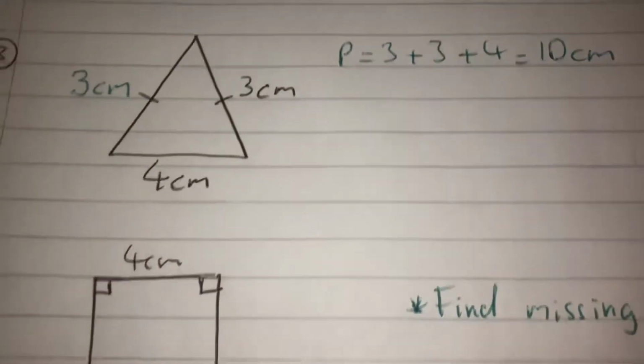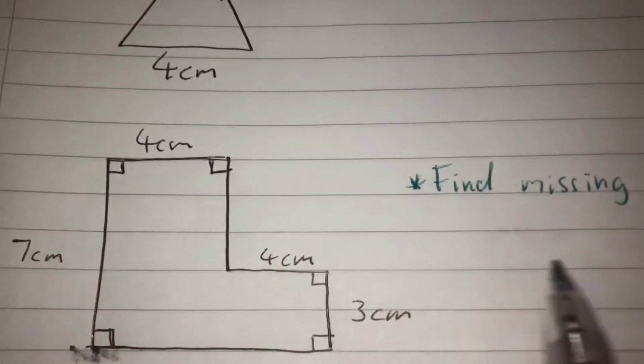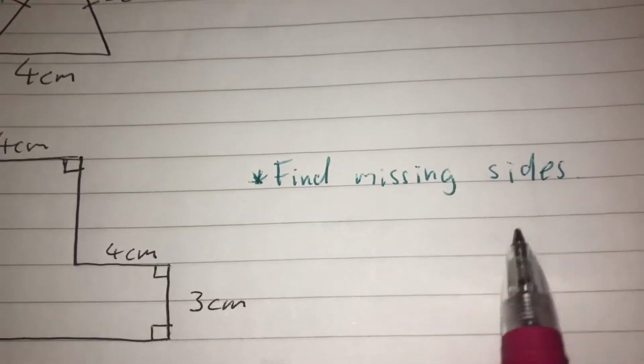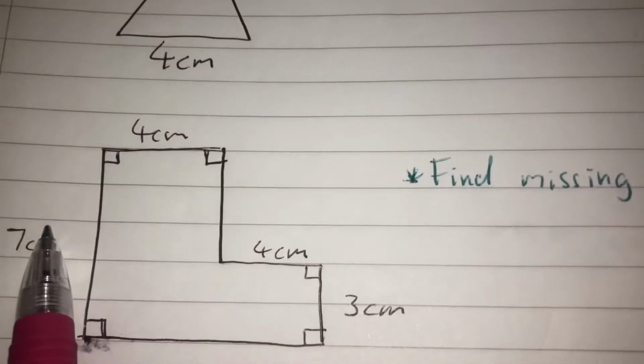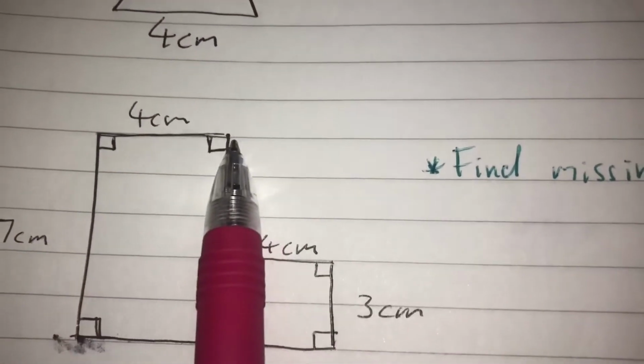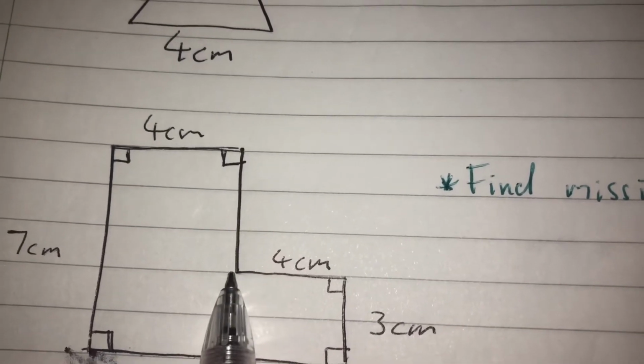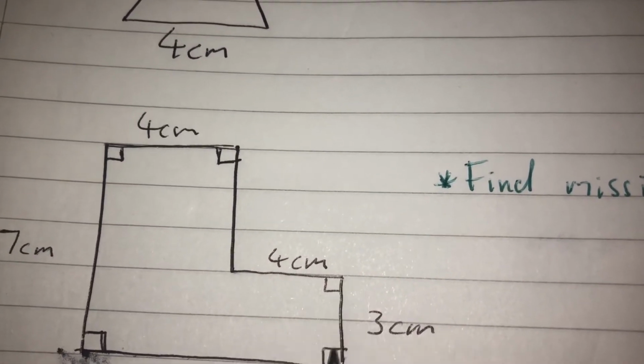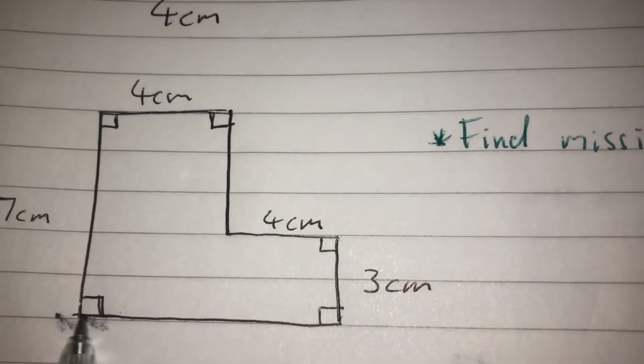All right, now moving on to a compound shape, and I've just put a note here that we have to find the missing sides. If we look at this, this side is 7, this is 4. We haven't been given any length for this side. This is 4, this is 3, and we haven't been given any length for this side along the bottom.